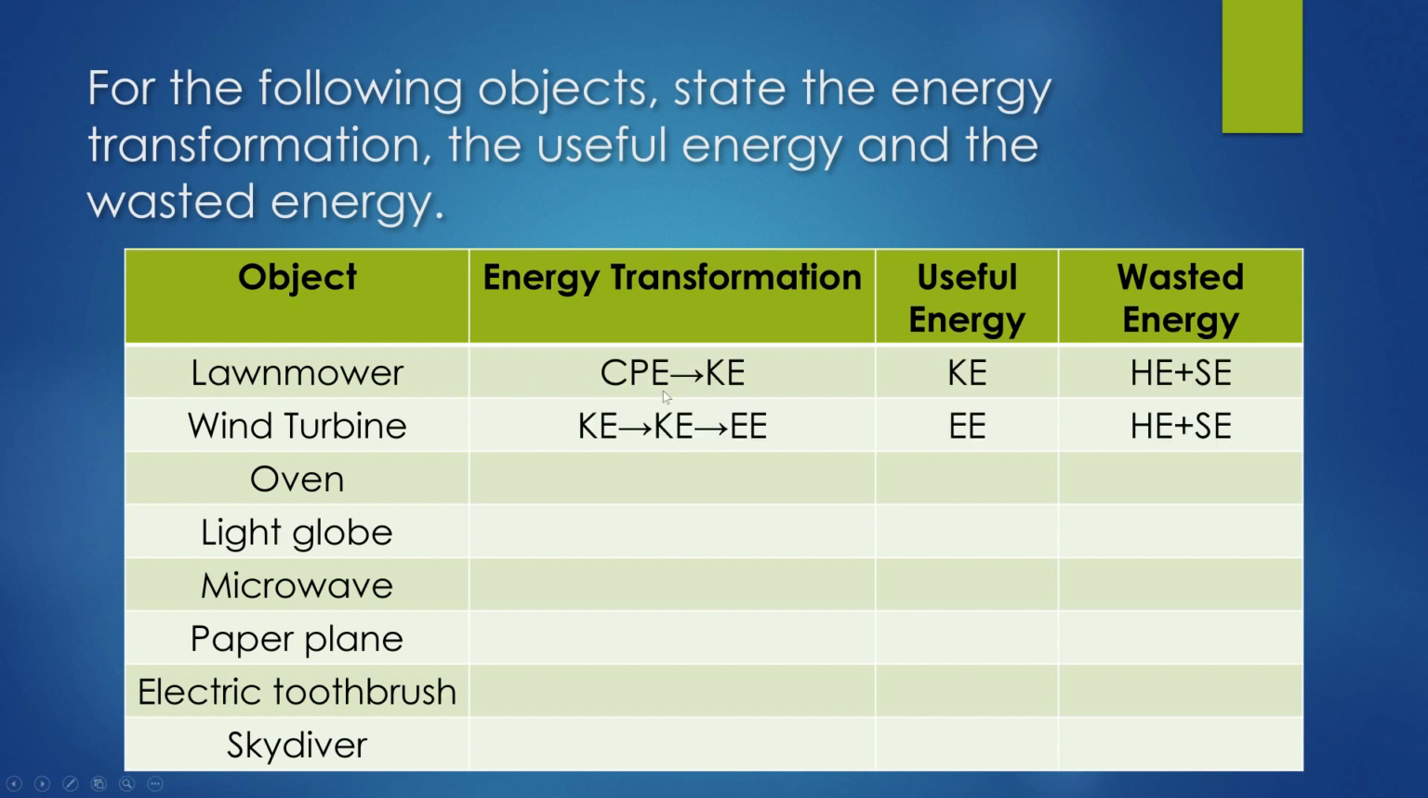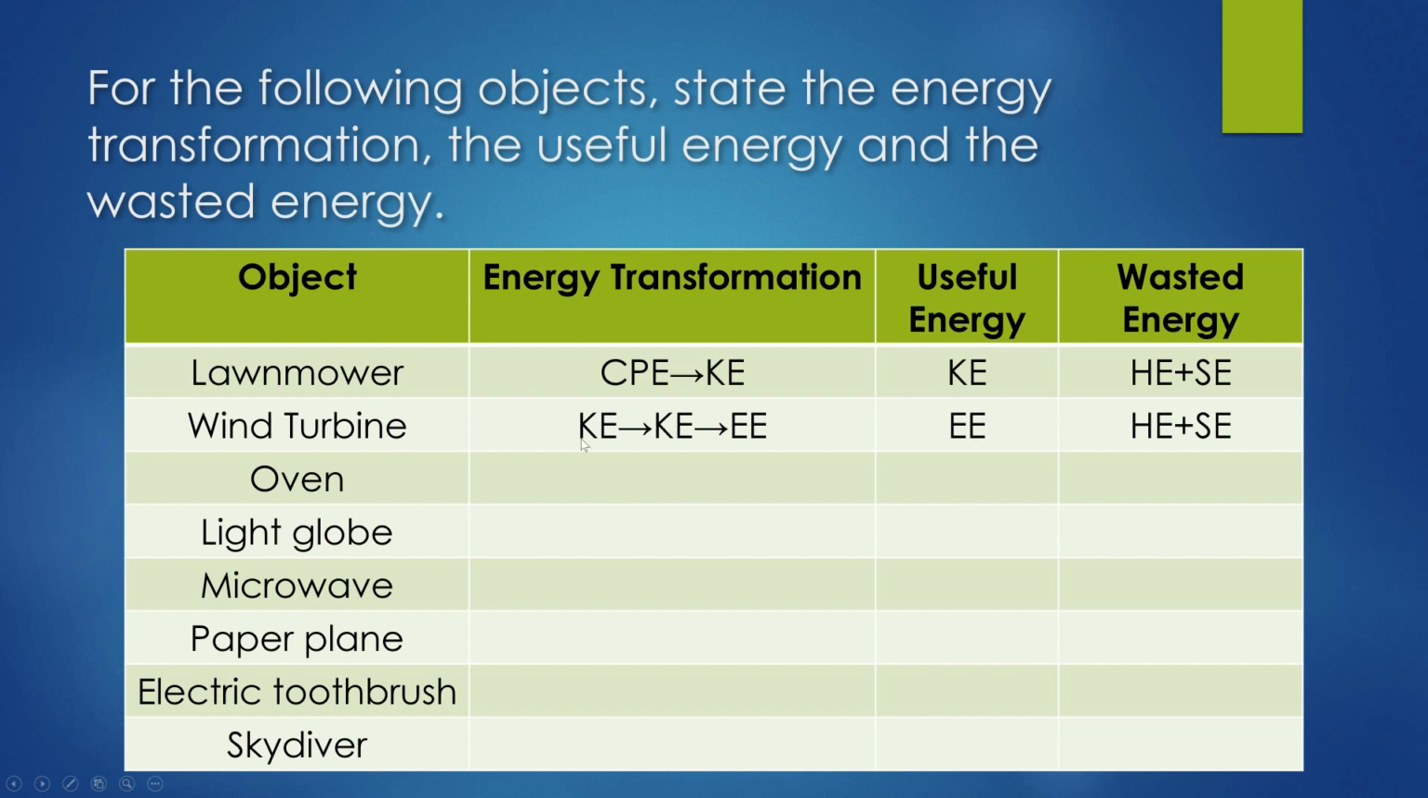We've got the lawnmower. Now it uses fuel, so it's chemical potential energy. And we're doing that to get kinetic energy. Now the useful energy is the kinetic energy. However, we have heat energy and sound energy. They're our wasted forms of energy in this situation. We don't want the heat and we don't want the sound, and we all know that a lawnmower gets really hot and it also is incredibly noisy.